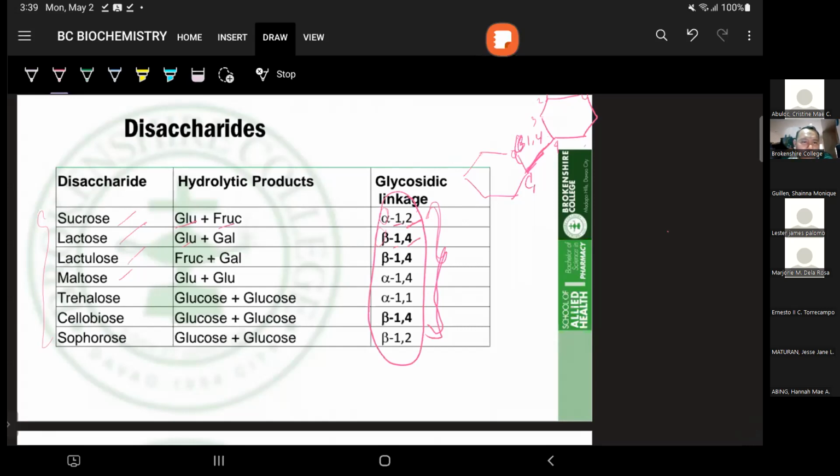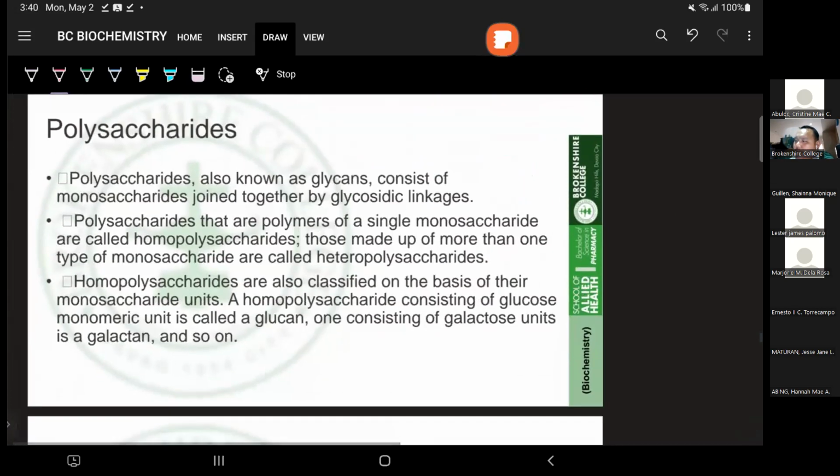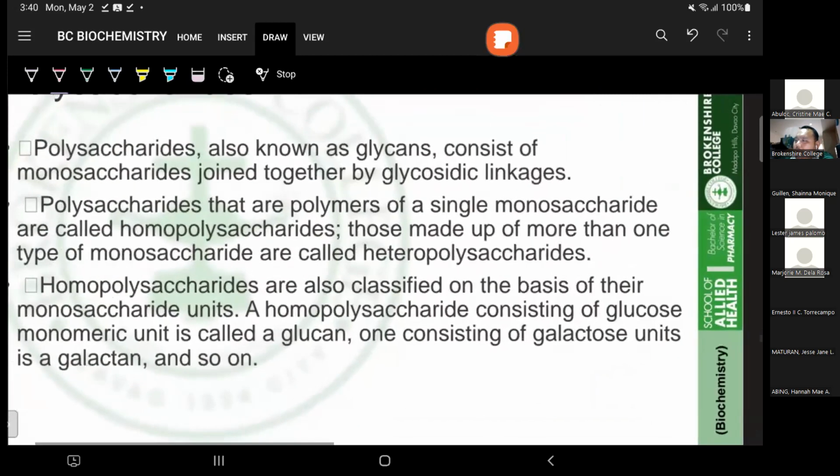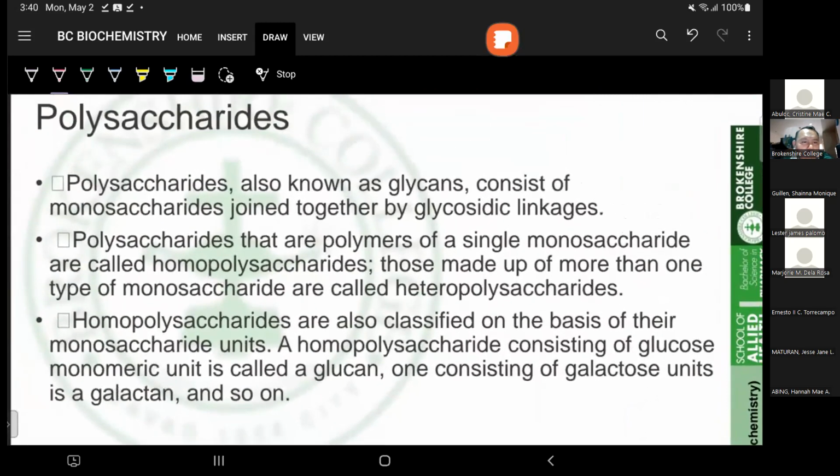And then we also have your polysaccharides on the other hand. Another term for polysaccharides is glycans, which consist of monosaccharides joined together by glycosidic linkage. But there are many, more than 10 units. It could be either linear or branched in structure.